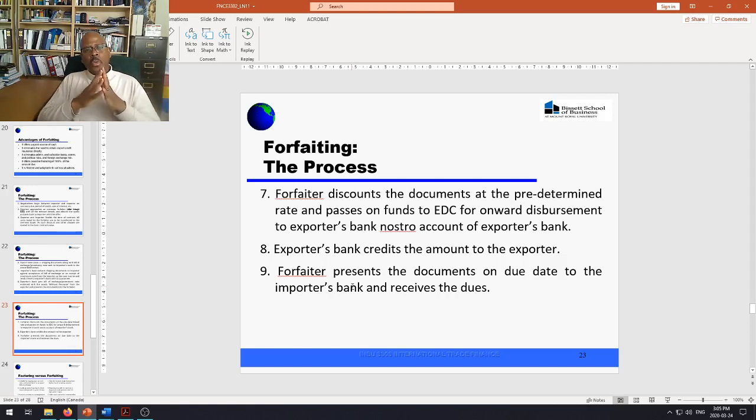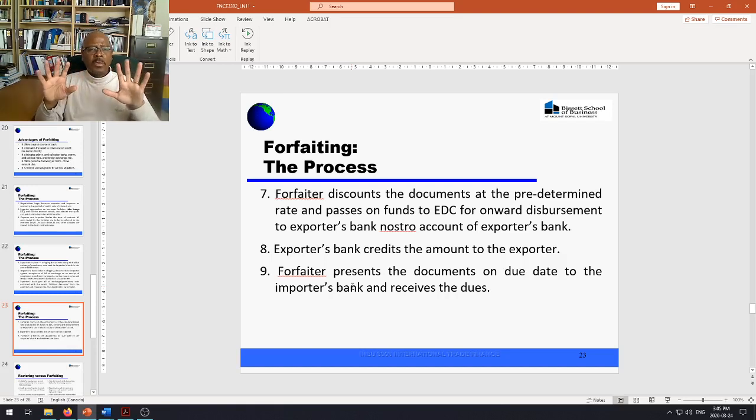So we can see that forfaiting and factoring are fairly similar. They essentially have a house that will take either accounts receivable in the case of factoring, or a promissory note, which is kind of like an accounts receivable, in the case of forfaiting, and then we'll discount that back based off some fees, and the exporter, the seller, essentially will get their money up front.